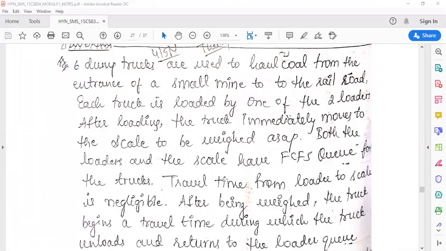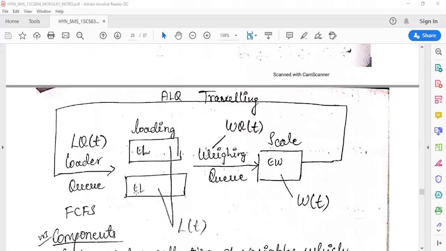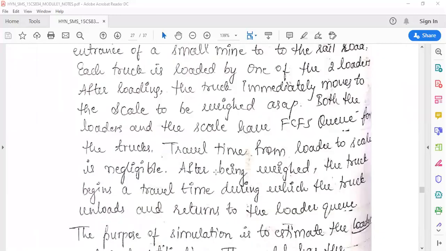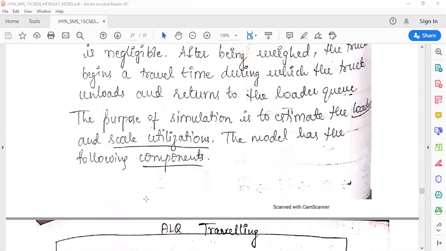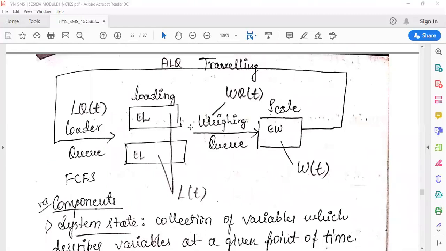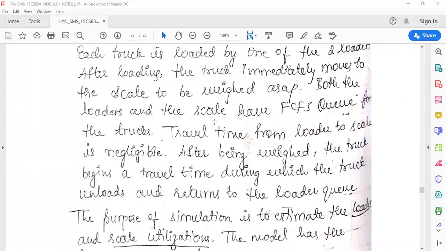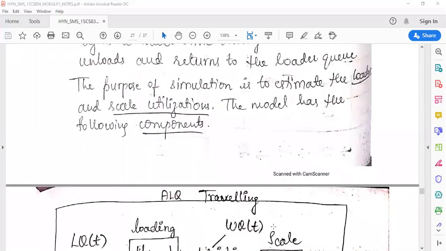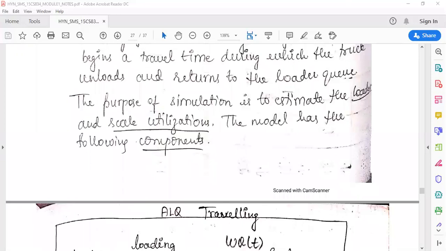Now both the loaders and the scale follow first come first serve queue for the trucks, right? Both the loaders and the scale, they follow FCFS, that is first come first serve queue, right? So the travel time from the loader to scale is negligible. We don't have any travel time here, right? So immediately after loading, the next moment only scale is there. So travel time for the loader to the scale is negligible. After being weighed, the truck begins a travel time, right? After getting weighed on the scale, the truck starts its travel time, during which the truck unloads and returns to the loader queue, right?